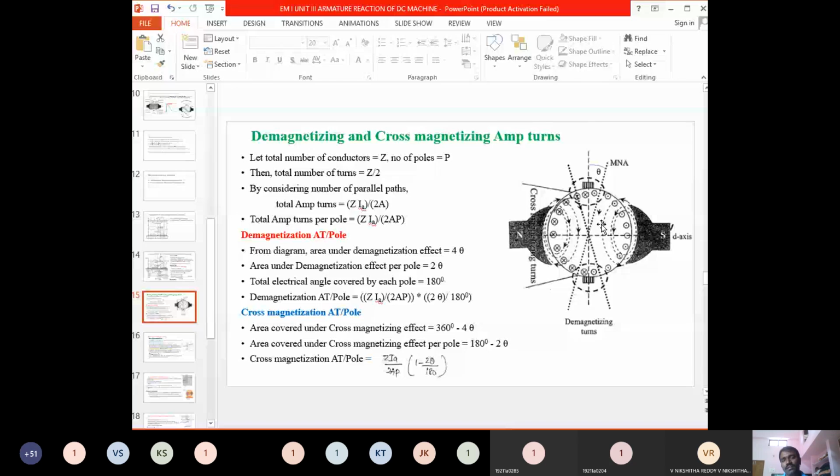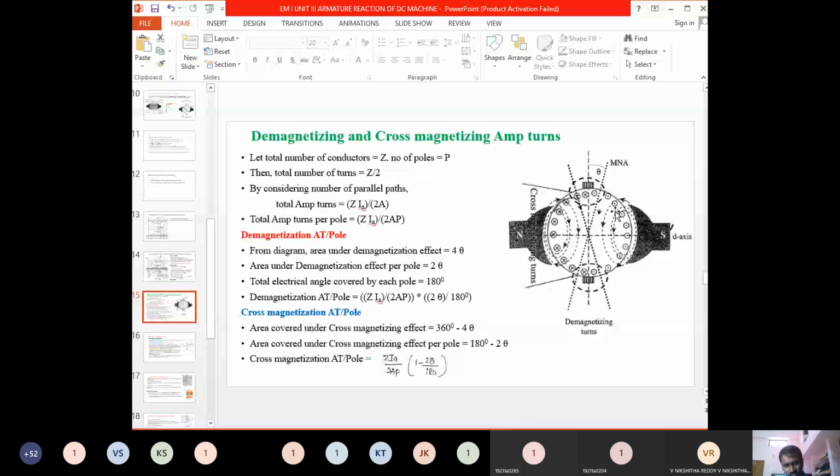So this is the north pole. This MN axis separates the magnetic region between the north pole and south pole. Previously it was straight. Now it is shifted by an angle of theta. Now with this separation of axis, to the left side of MNA is the portion covered by the north pole, and to the right side of MNA is the portion covered by the south pole.